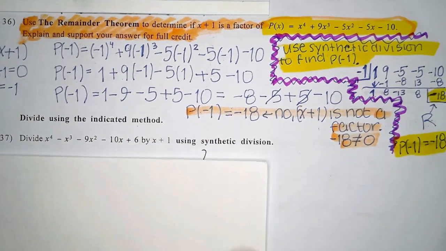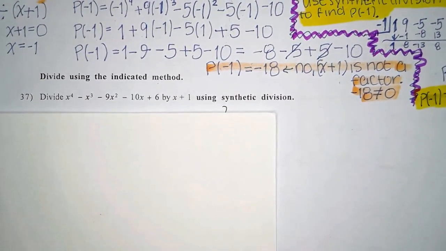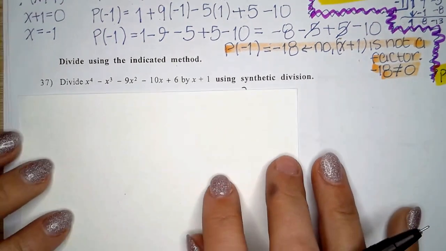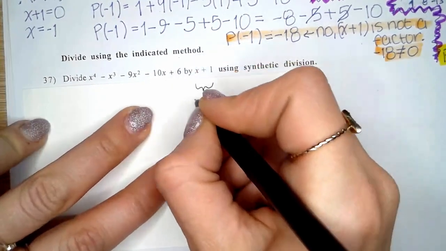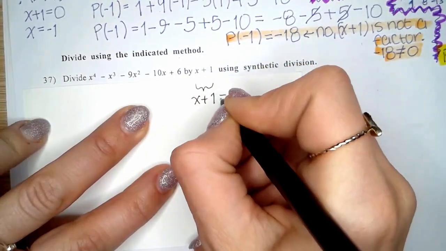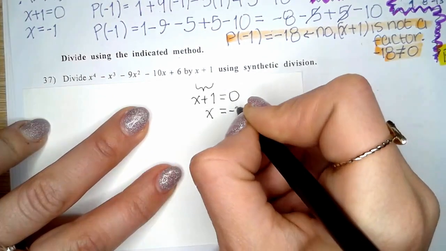Next, we have just straight up synthetic division for this problem. So this is actually the same as the problem we did for number 35. So we're going to do synthetic division on this question right now. So just to go over some synthetic division. To do synthetic division, you take the thing you're dividing by, which is the x plus 1, and you set it equal to 0. And that's going to give you x equals, subtract 1, negative 1.